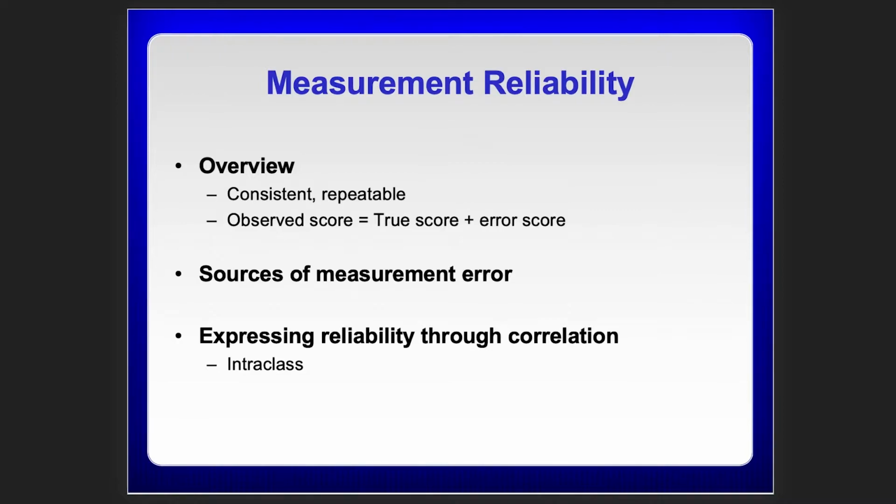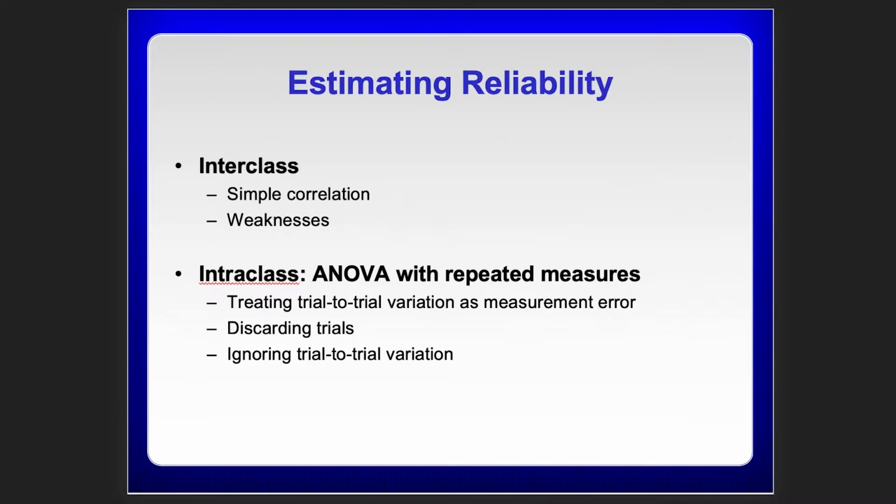And also expressing reliability through some sort of correlation or intra-class. So the intra-class being amongst that class of types of measurements, basically, is what I was discussing, comparing the different types of VO2 measurements, ways to measure heart rate, and all the different pieces of equipment that could be used to measure that. And we have an intra-class, so we have some simple correlations that could go on, and also look at the weaknesses within maybe a certain test and how reliable it is.